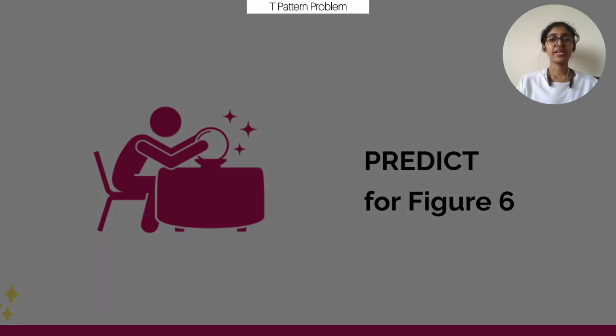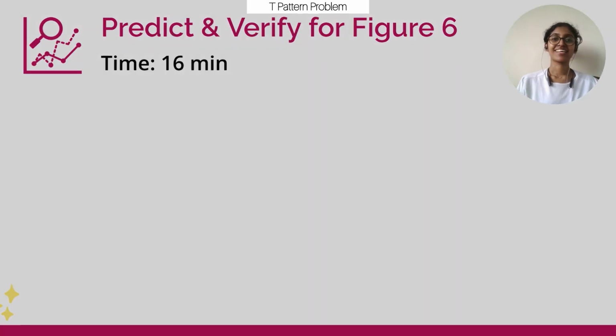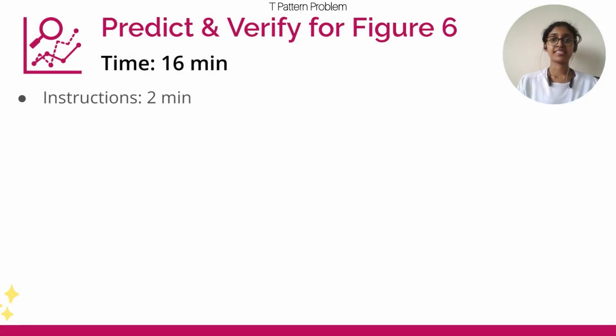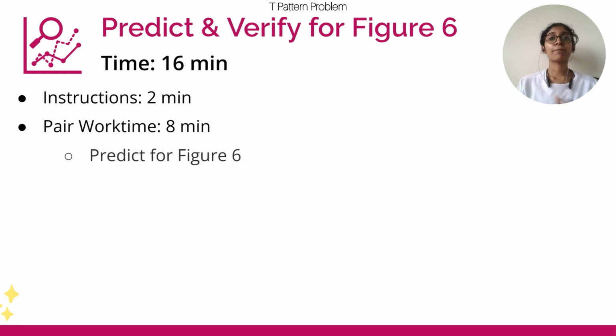So now we are going into predicting for figure 6. We have a total of 16 minutes here. The students are going to work in their pairs where they will actually predict for figure 6 without drawing. So when you're giving instructions here, make sure that you're reminding them what prediction actually means. In the first half of their work time, they will be only predicting, they will not be drawing.